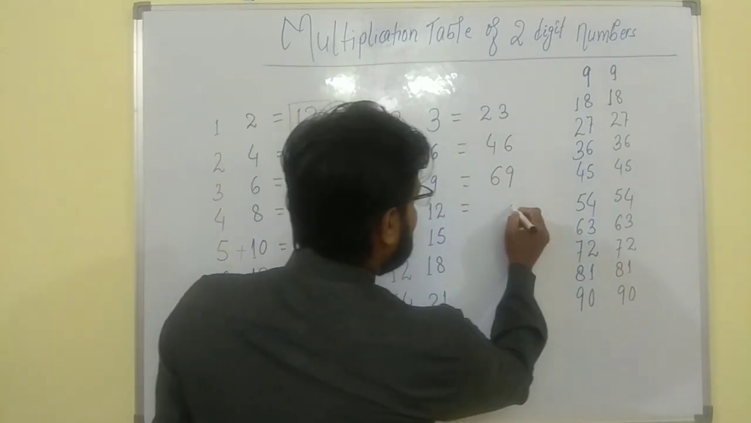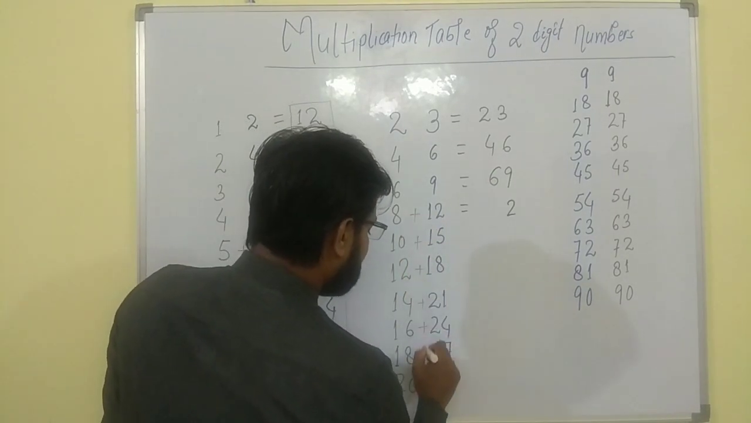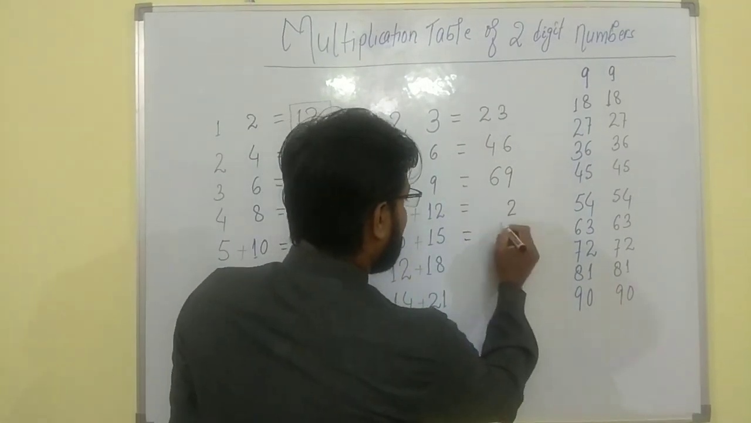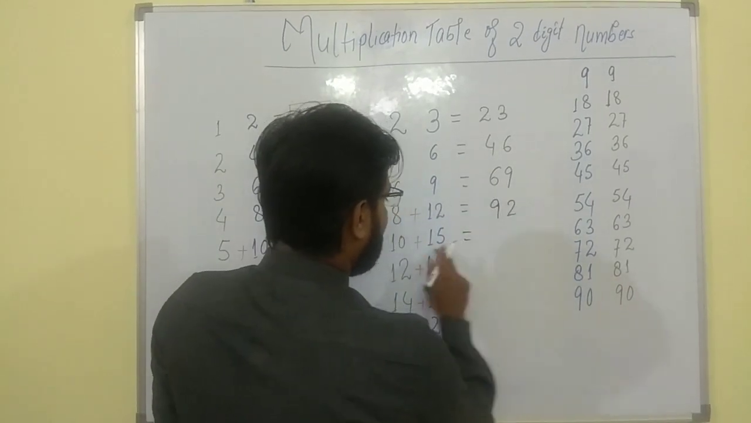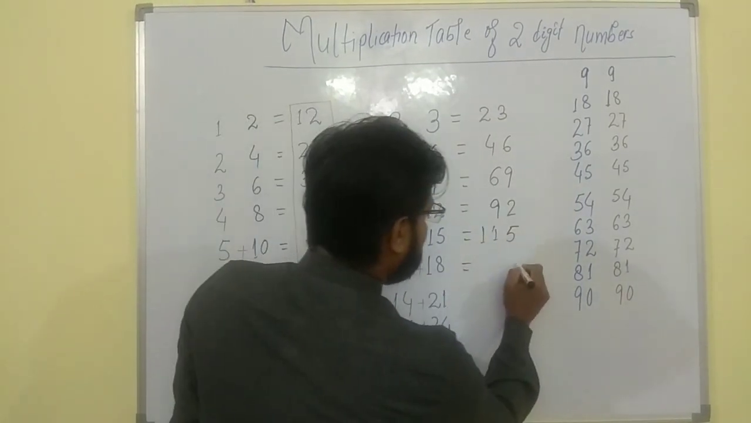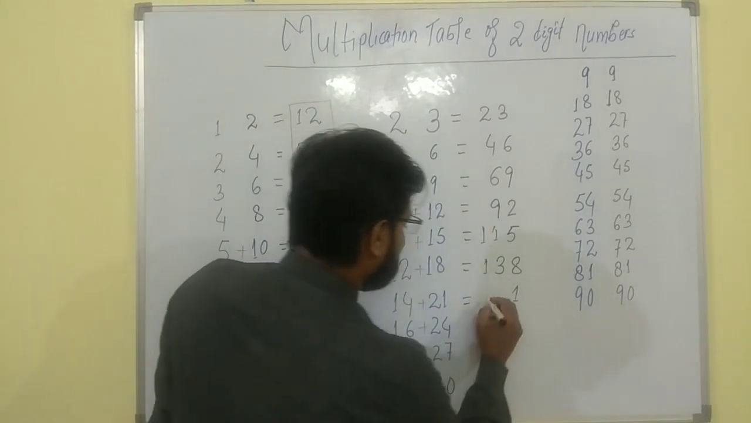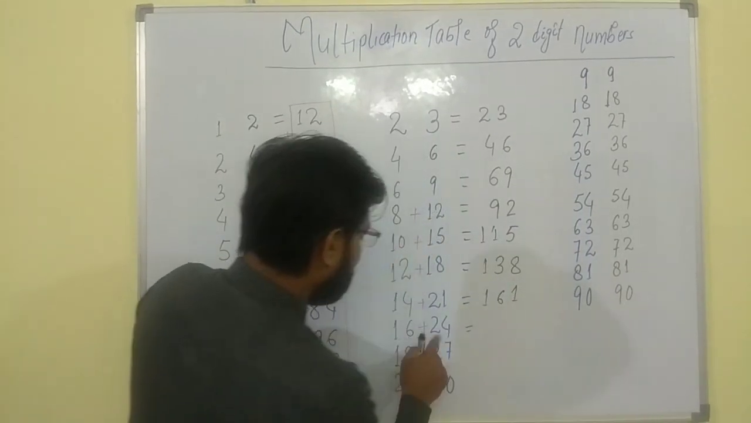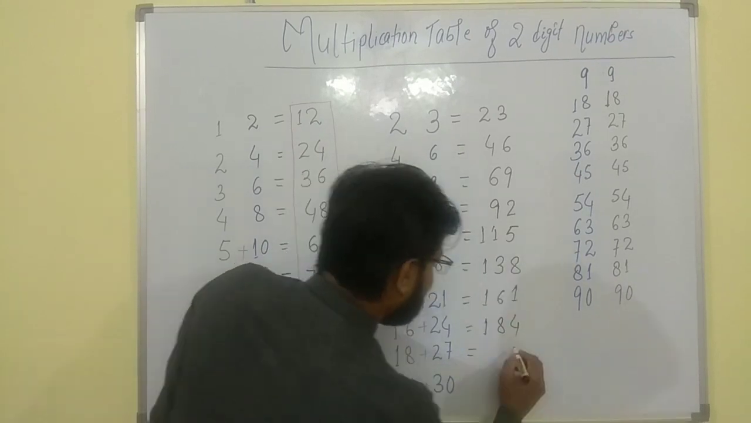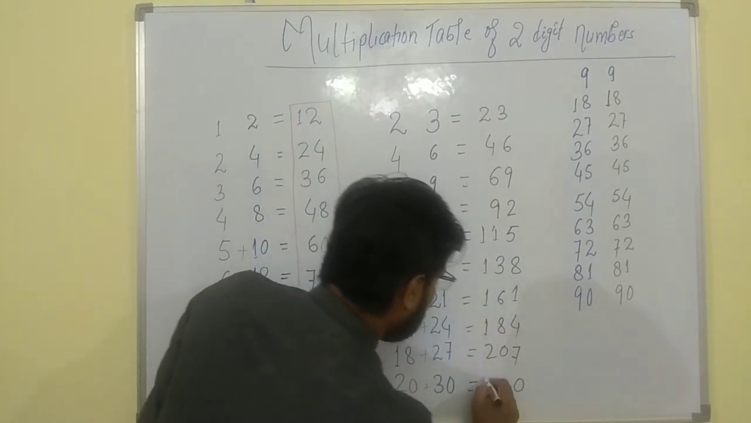So what do we do? We write the unit place, and we add the rest of the digits, the left side digits, with the tens place digit. 2 at unit place, 8 plus 1, 9. 5 at unit place, 10 plus 1, 11. 8 at unit place, 12 plus 1, 13. 1 at unit place, 14 plus 2, 16. 4 at unit place, 16 plus 2, 18. 7 at unit place, 18 plus 2, 20. 0 at unit place, 20 plus 3, 23.